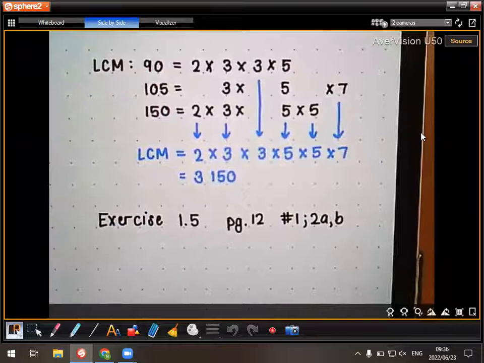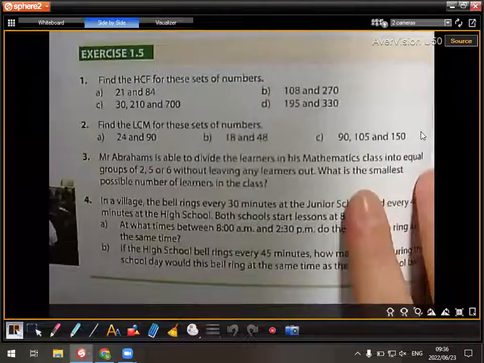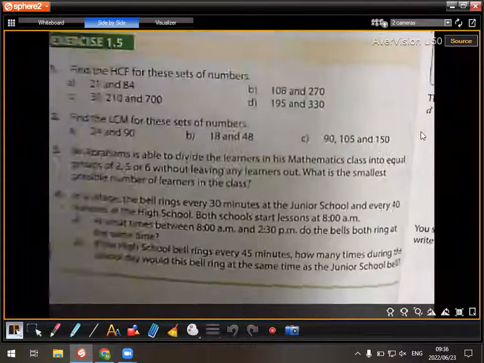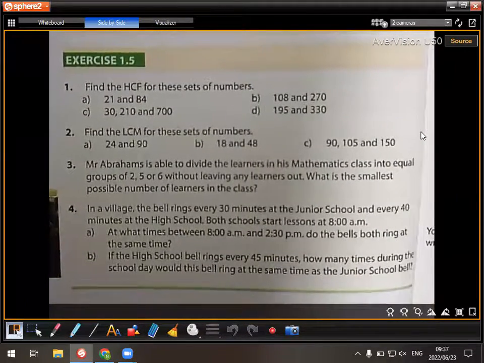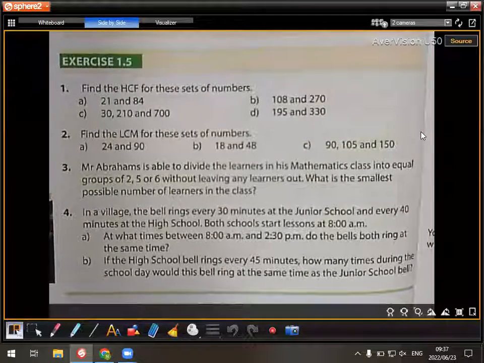Okay, just quickly copy that down, guys, so I can put the questions on the board for you. That's fine. Can you guys see that? Yeah, okay. This is on page 12, guys. If you didn't get a chance to write that down, you're doing 1 and 2A and B.